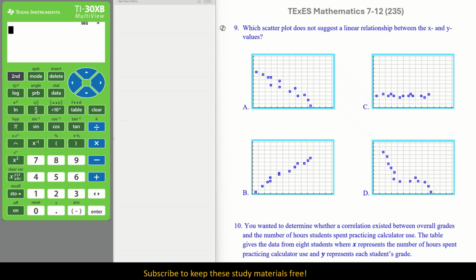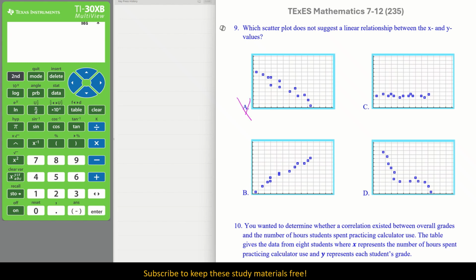Number 9, which scatter plot does not suggest a linear relationship between the x and y values? Okay, well, let's look at them one at a time. A, that would be a strong negative linear correlation. You can put a line of best fit through it very nicely. Straight through, same amount on the bottom and top, so that won't work.